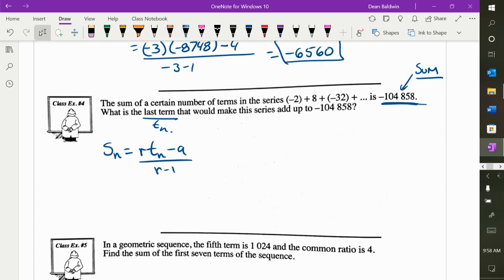What's my A value? -2. What's my R value? Okay. And you know Tn is what you're trying to find, and we know the sum is -104,858. Plug it in. And then it's just algebra. Don't like algebra? Sorry.